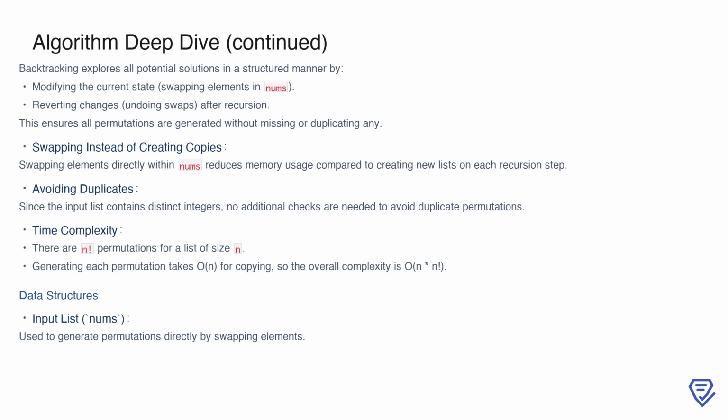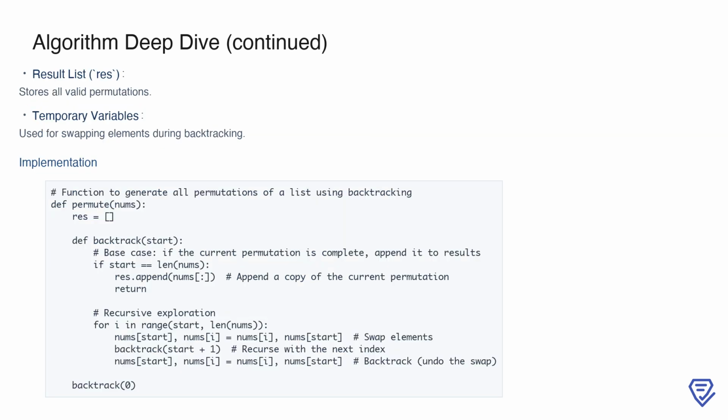Regarding time complexity, the algorithm generates n! permutations for an input list of size n. Copying each permutation into the result list takes O(n) time, leading to an overall complexity of O(n * n!). This method is both efficient and elegant for solving the problem. The key data structures used in this algorithm include the input list nums, which is directly modified to generate permutations, and the result list res, which stores all the valid permutations.